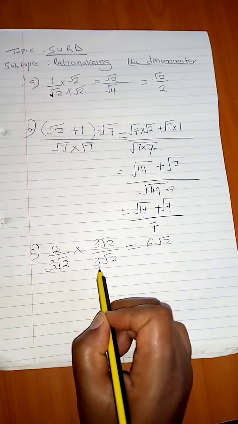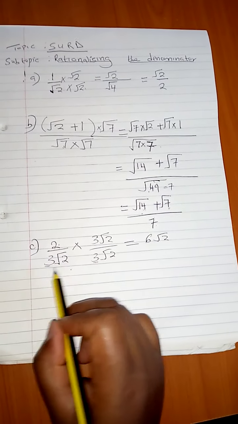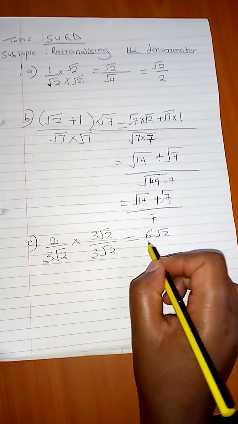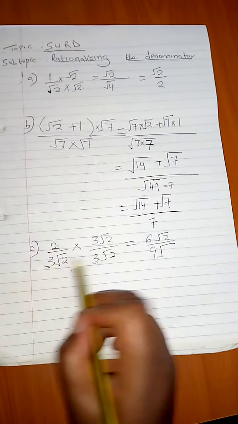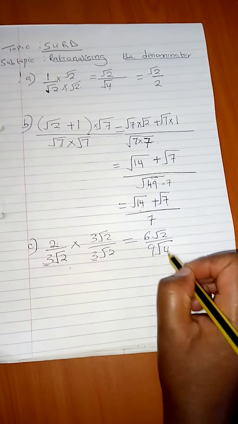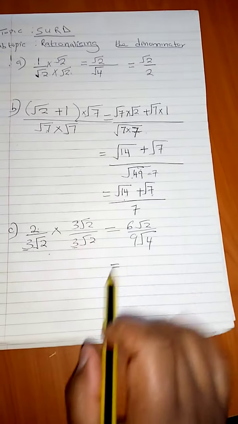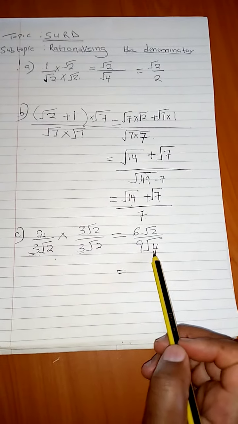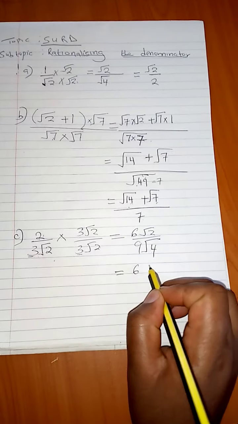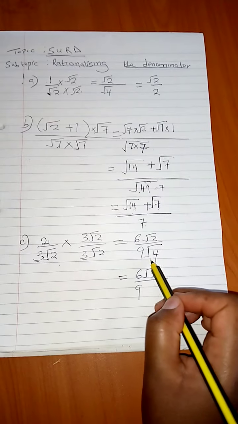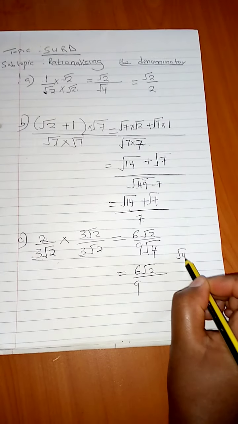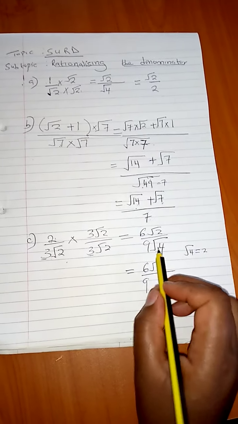So this 3 and this 3, they don't have a root. We can multiply them together. So 3 times 3, you get 9. Then root 2 times root 2 is root 4. So the next step is to find out what this root 4 is. So we have 6 root 2 all over 9. The root of 4, we know, is equal to 2.